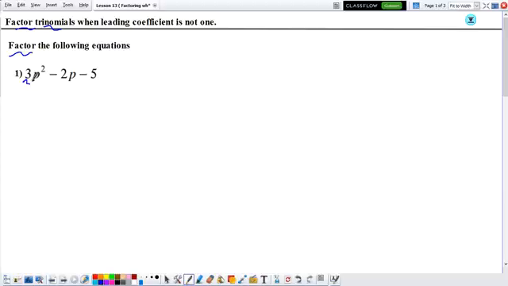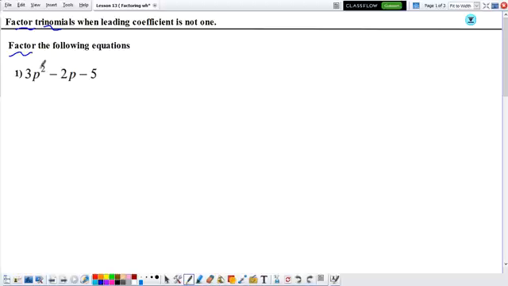Again, the leading coefficient is the number in front of the p squared, x squared, any number raised to a second exponent. That's the leading coefficient. So whenever that number is any number besides 1, then we have to apply the following. So remember, here we just want to factor it out. So we can apply the regular factor rules that we know.